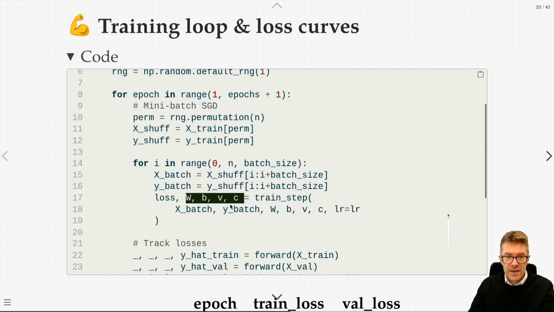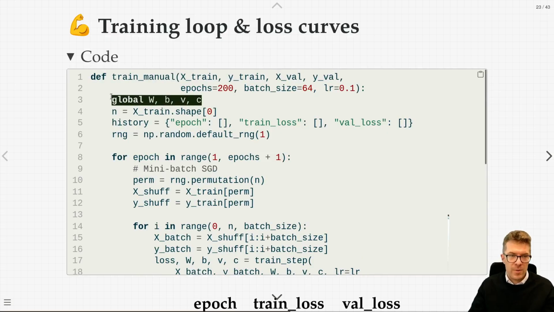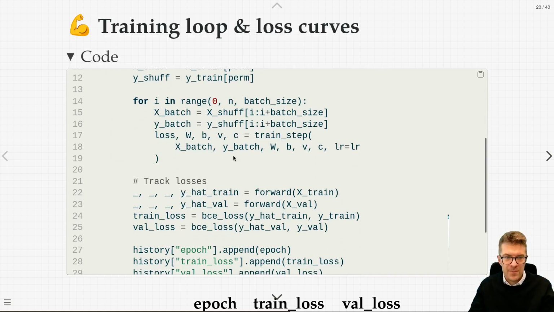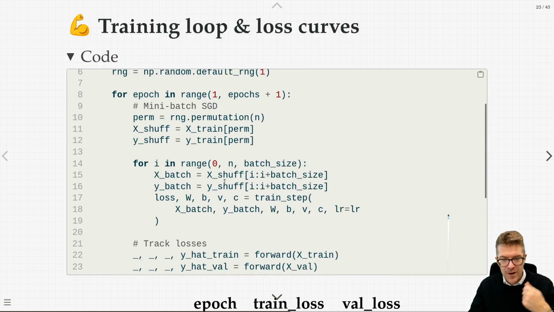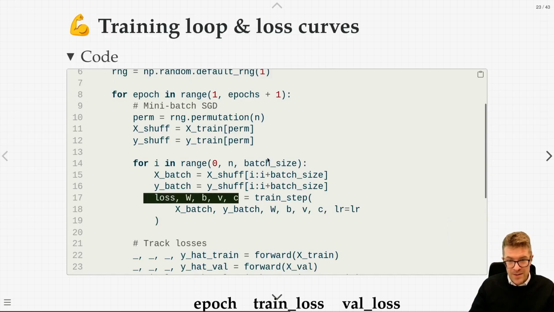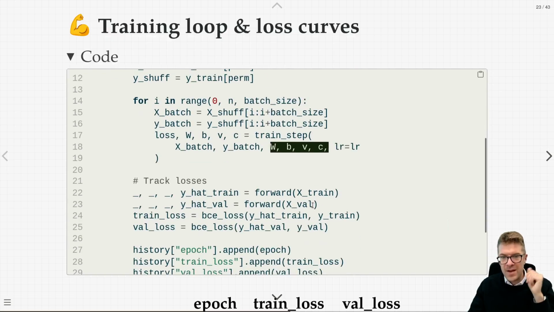Is there anything else to mention? Okay, so here's where we provide our weights. Initially this is global. We set these to some random variables initially. They're set somewhere else before we start this learning process. They're updated for every epoch. So whatever the training step ends up outputting is then going to be used in the second iteration of that training step, and the third and the fourth, and so on.